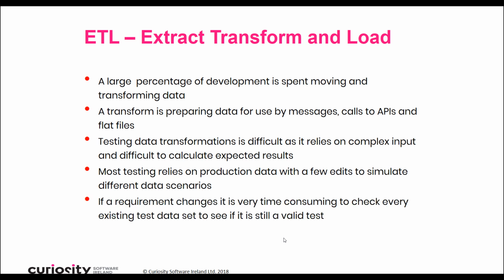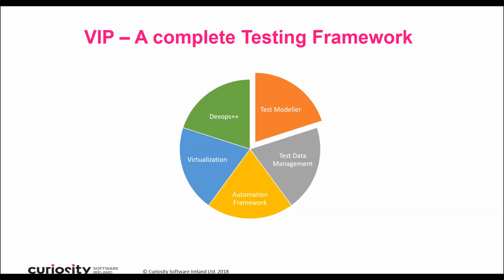And a big problem, if a requirement changes, it is very time consuming to check every existing test case to see if it's still a valid test. And there is usually very little negative testing. So what is VIP and how does it help?